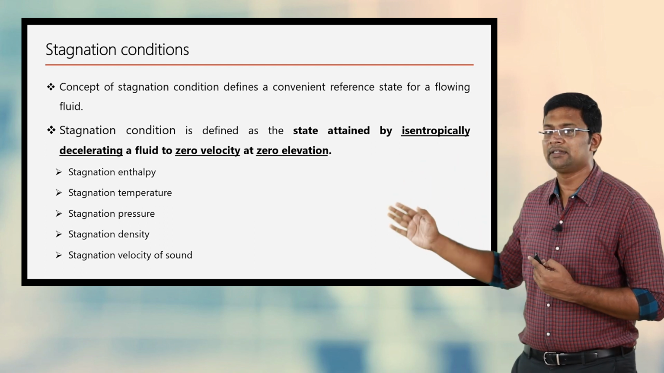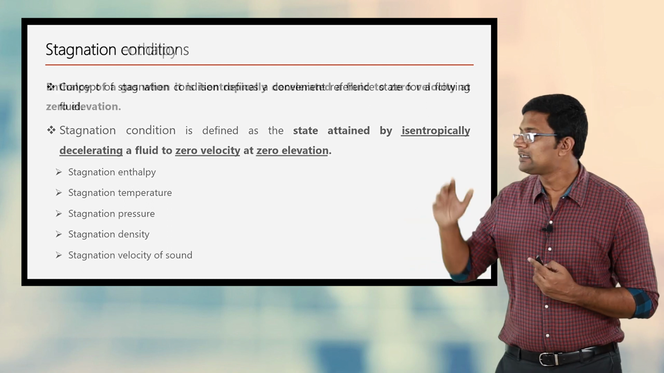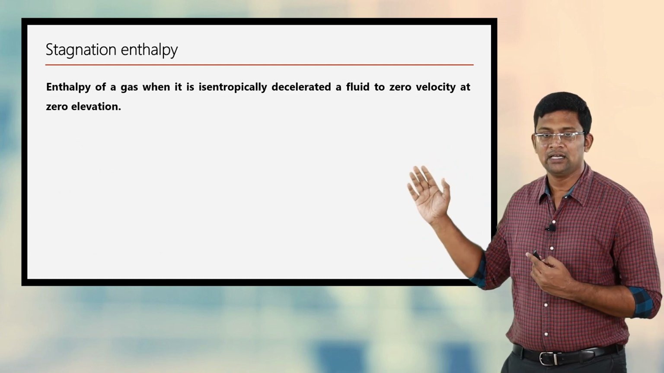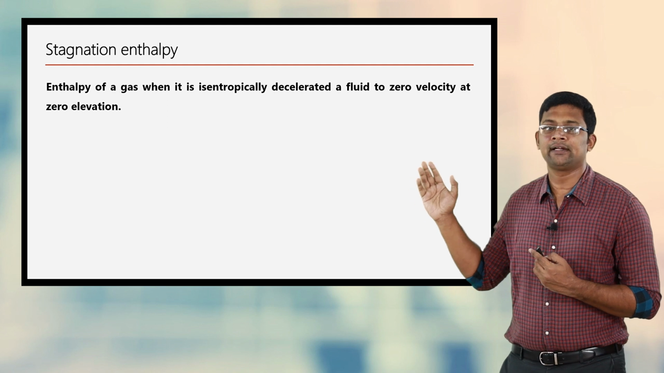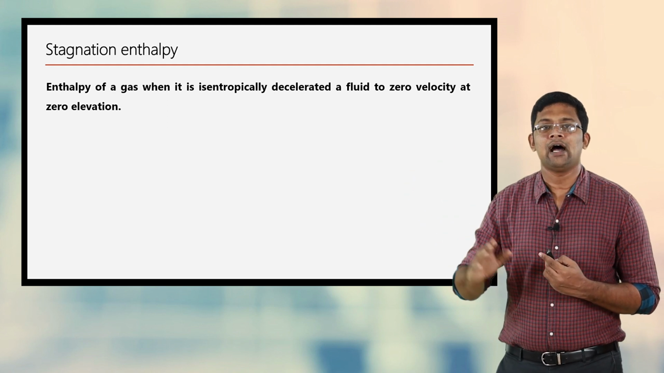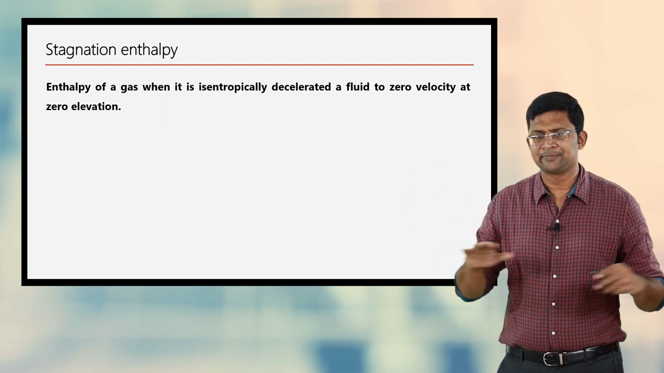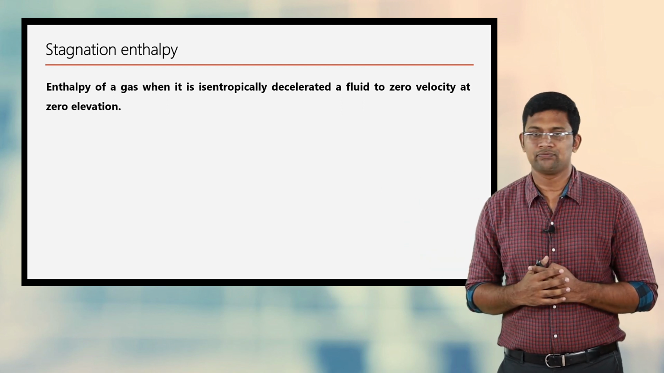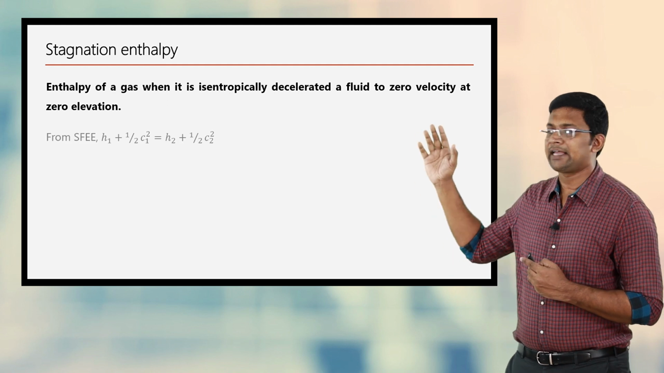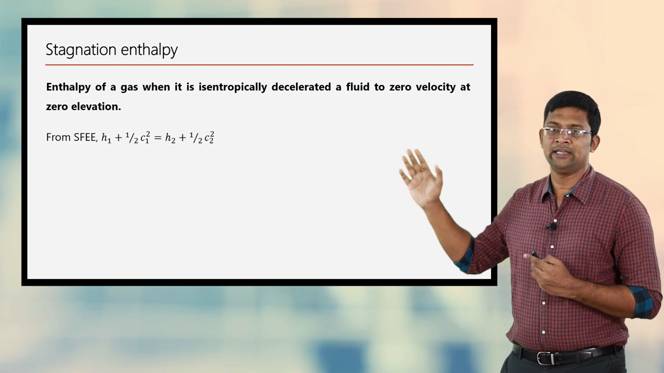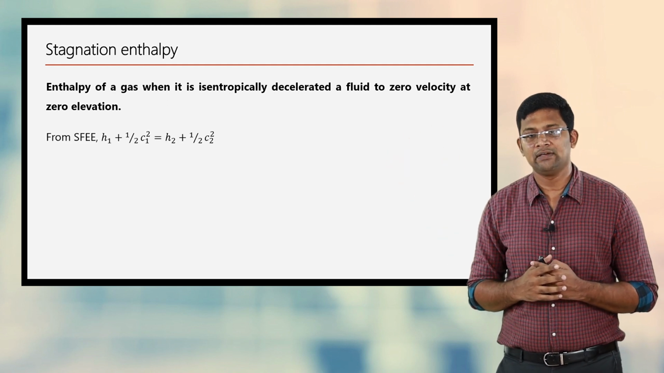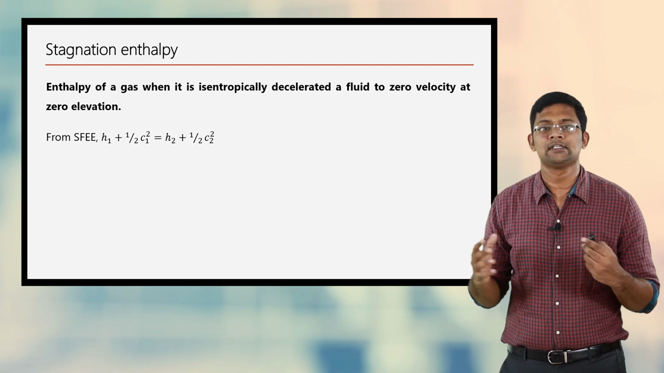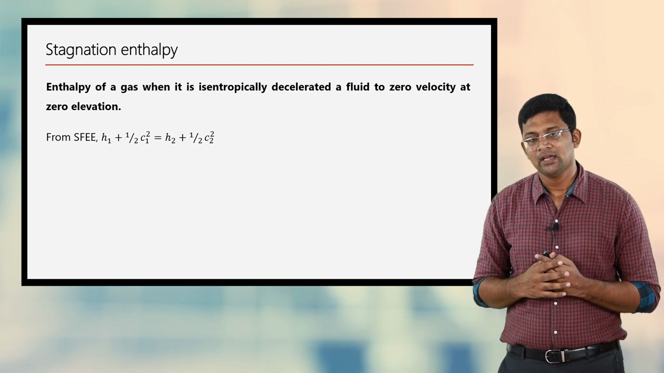So, let us start with stagnation enthalpy. It is the enthalpy of a gas when it is isentropically decelerated to zero velocity at zero elevation. So, there is absolutely no change in the definition. Now, let us try to derive an expression for the same. This is the expression from the steady flow energy equation: h1 plus half c1 square is equal to h2 plus half c2 square.